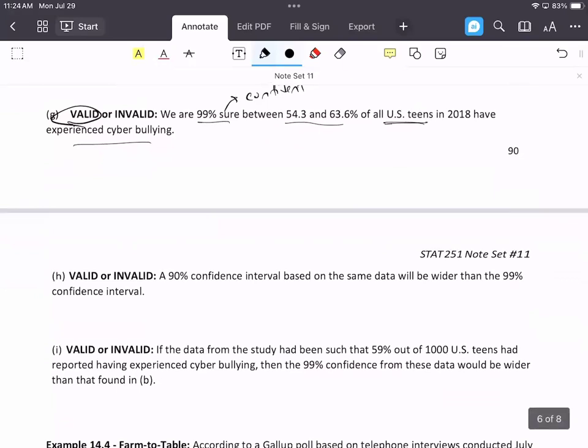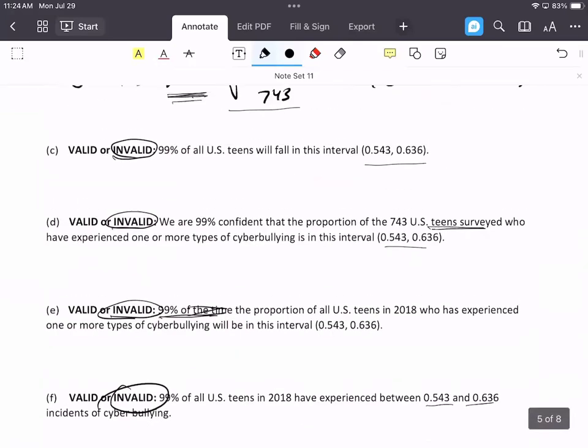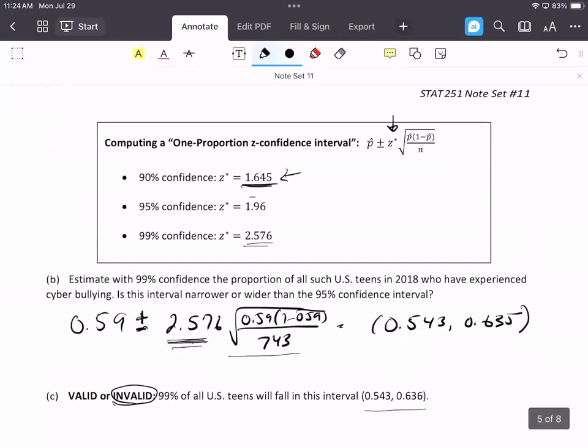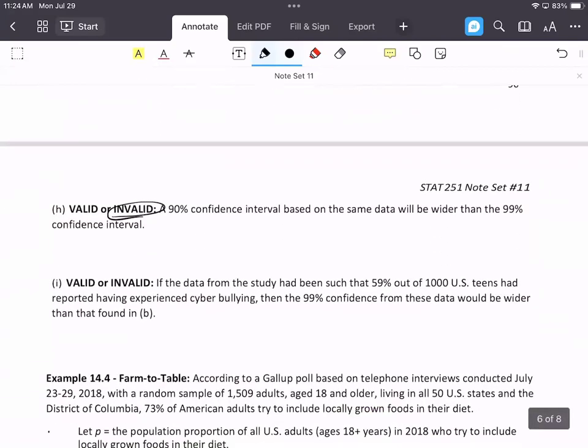A 90% confidence interval based on the same data will be wider than 99. Well, we've already talked about that. It's actually going to be narrower because you're multiplying by a smaller number. And remember, this is what determines the width of that confidence interval. And finally, if the data from the study had been such that 59% out of a thousand US teens, so the number of US teens went up, then the 99% confidence interval would be wider than that found in B.